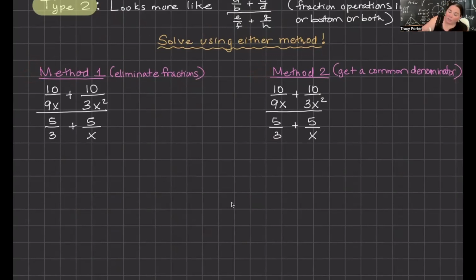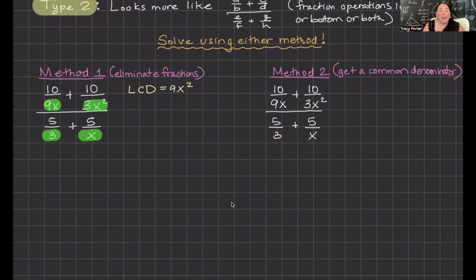So the first method is to eliminate the fractions. And to do that, you want to look at all of the denominators that you see on the smaller fractions, I guess you would say. So you've got a 9x, a 3x squared, a 3, and an x. And what we want to do is we want to find the least common denominator of those four denominators. So that LCD, or least common denominator, would be a 9x squared.